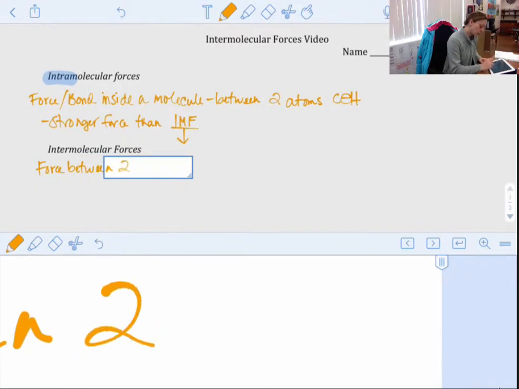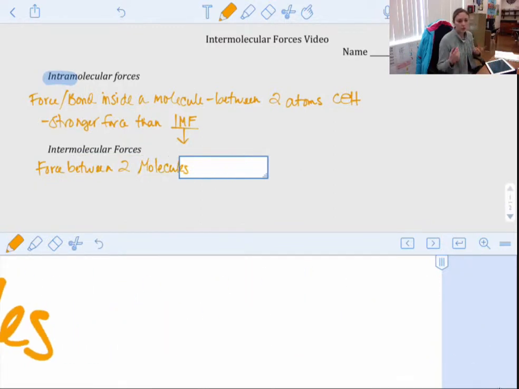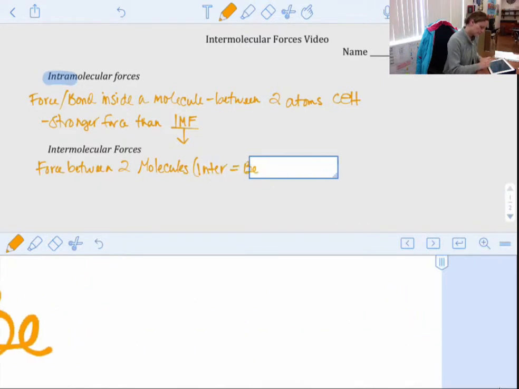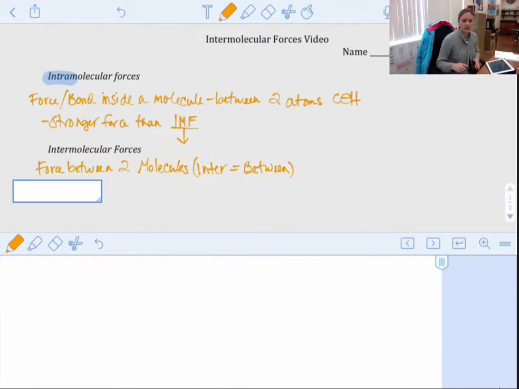You're going to look at the word and think about it as inter, like an interstate. Okay, interstates run between states. An intermolecular force runs between molecules, intermolecule. These are the kind of forces that keep things together.